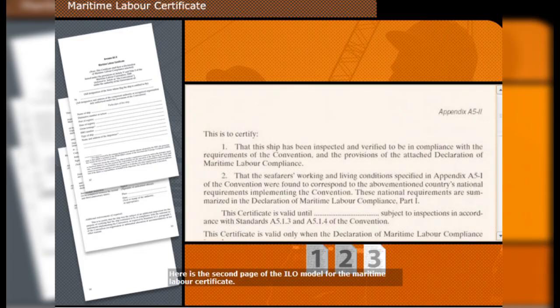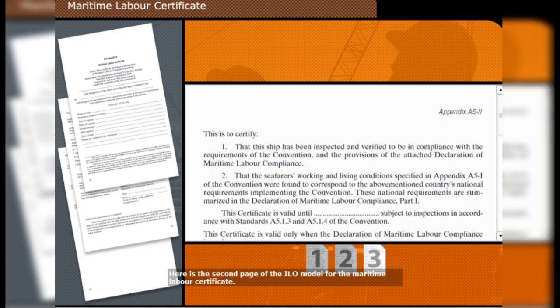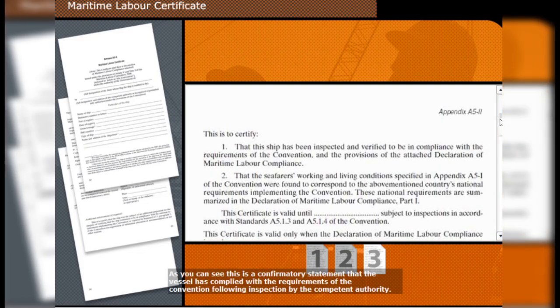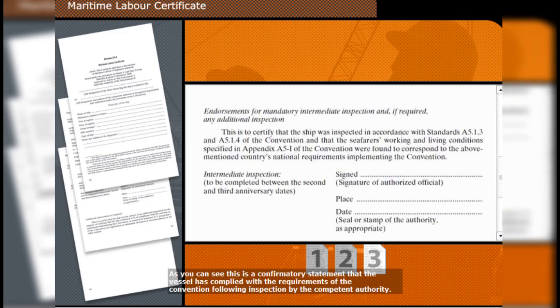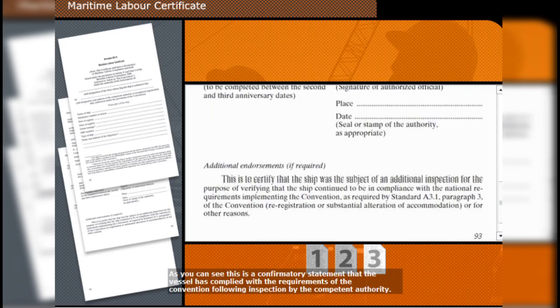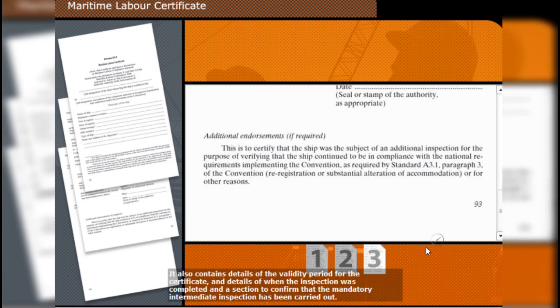Here is the second page of the ILO model for the Maritime Labour Certificate. As you can see, this is a confirmatory statement that the vessel has complied with the requirements of the Convention following inspection by the competent authority. It also contains details of the validity period for the certificate, details of when the inspection was completed, and a section to confirm that the mandatory intermediate inspection has been carried out.